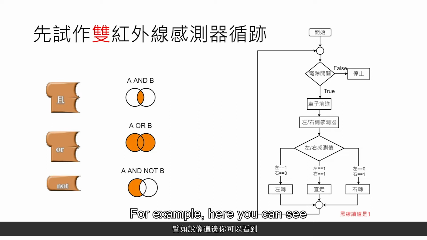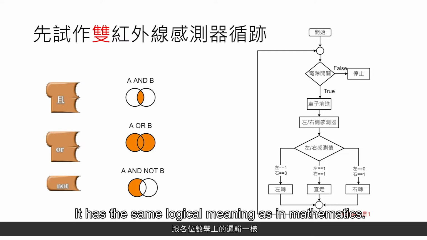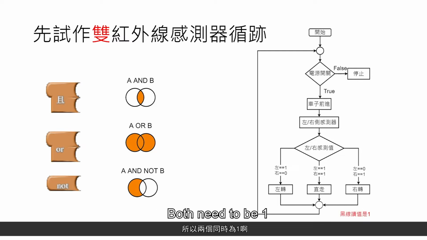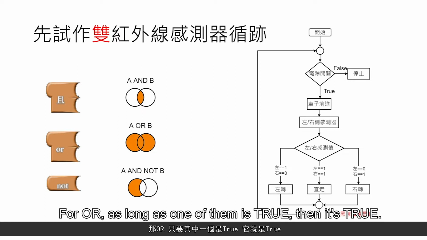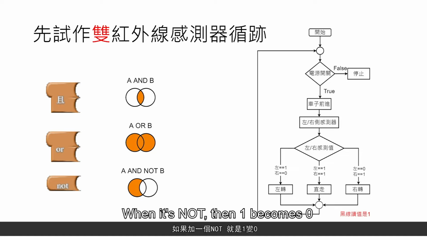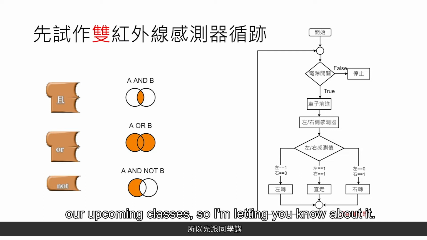For example, here you can see an AND, and what does AND mean? It has the same logical meaning as in mathematics. AND means that both statements need to be established. For it to be true, both need to be 1. For OR, as long as one of them is true, then it's true. NOT is the opposite. What does that mean? When it's NOT, then 1 becomes 0, and if it's 0, it becomes 1. We will be using these frequently in our upcoming classes, so I'm letting you know about it.